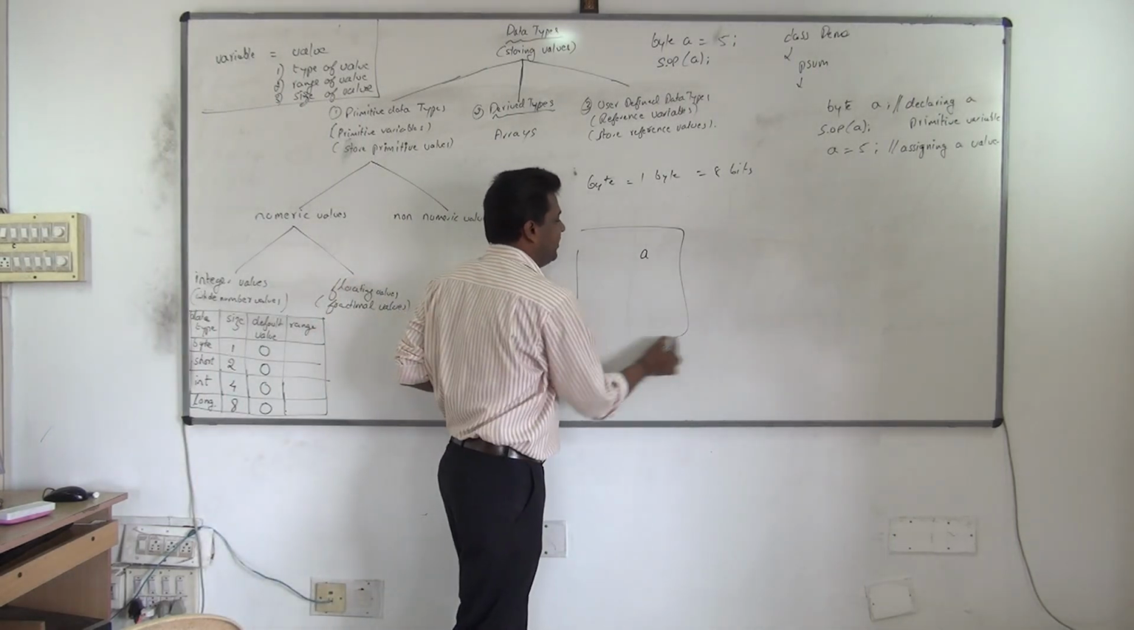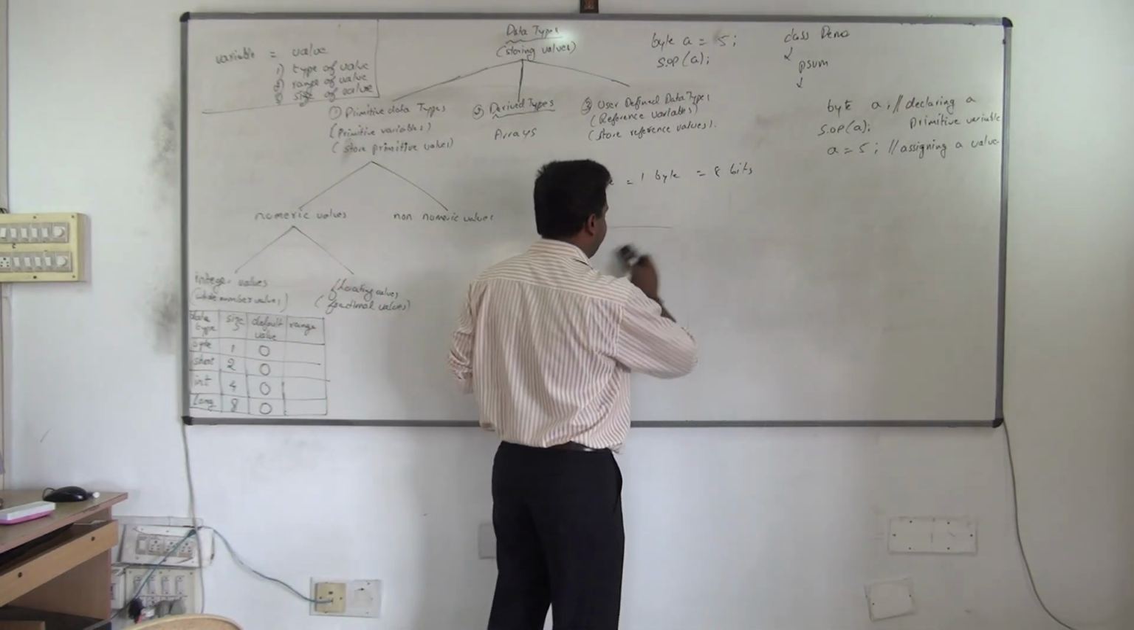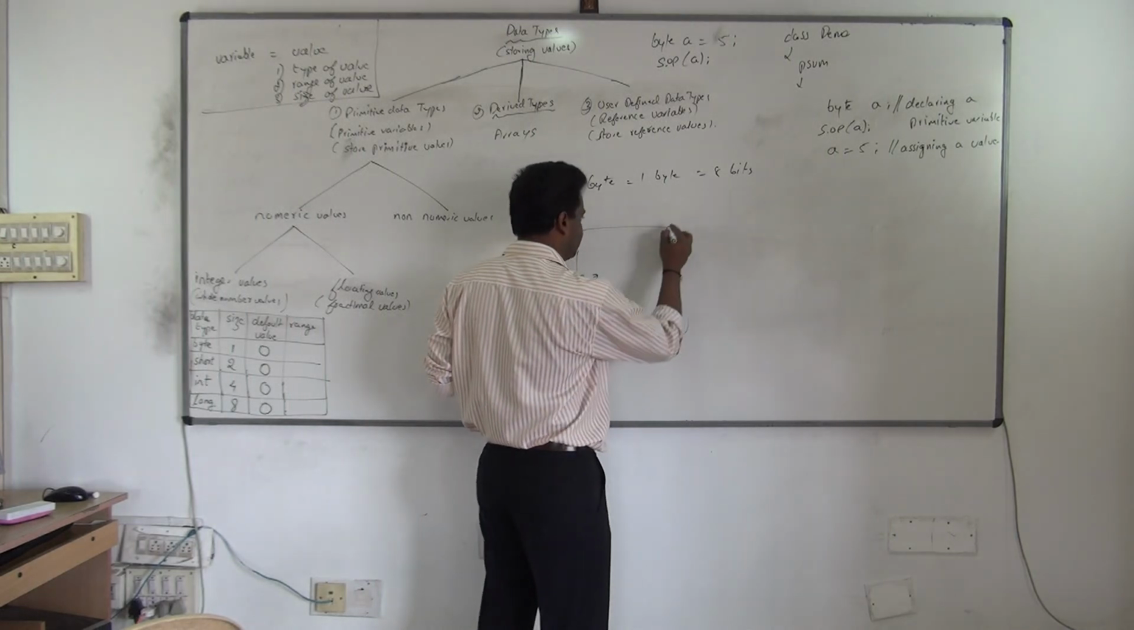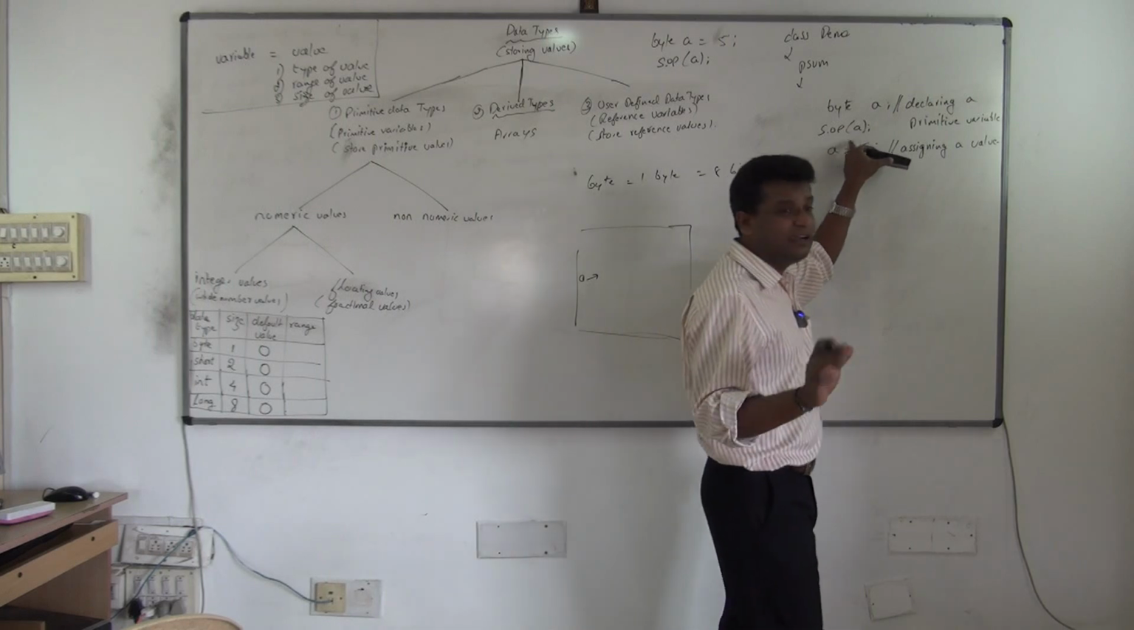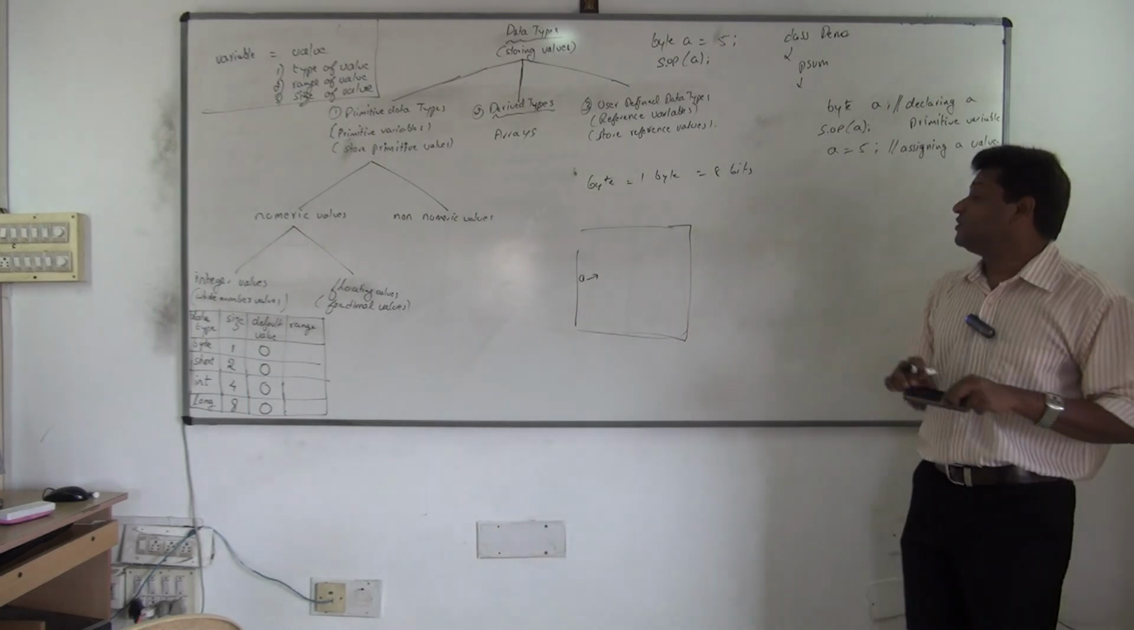In the JVM, a is there. That's it. In your JVM, a is there. It's a named memory location. It shall store a byte value. Now if I say SOP a, it gives me an error. There is no value in it. Now a is equal to 5.